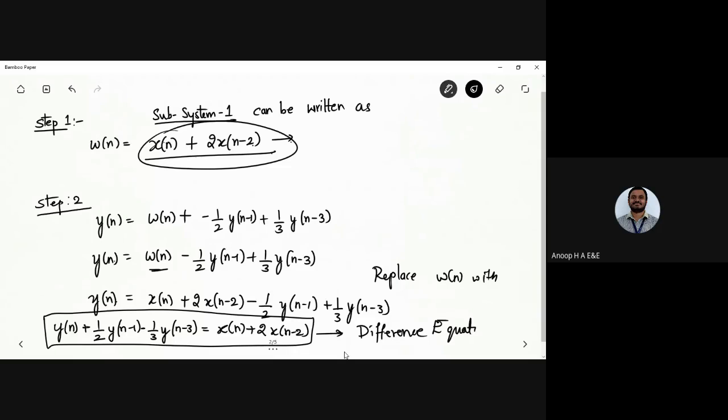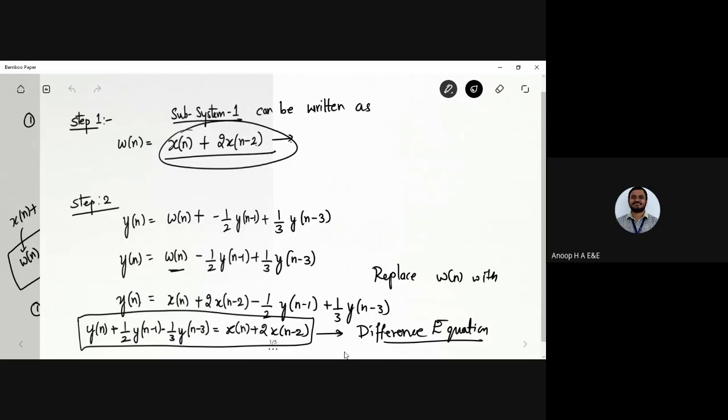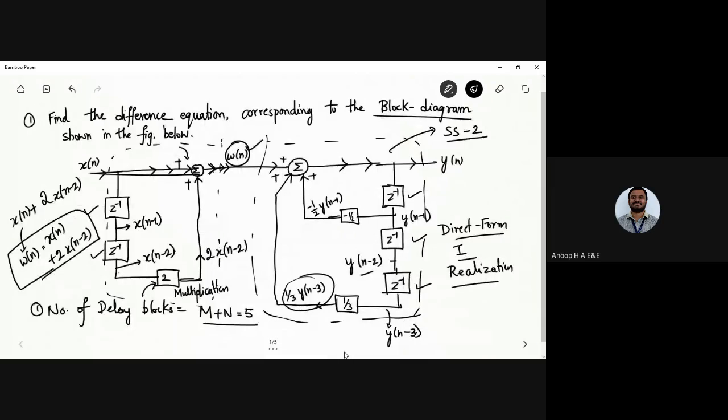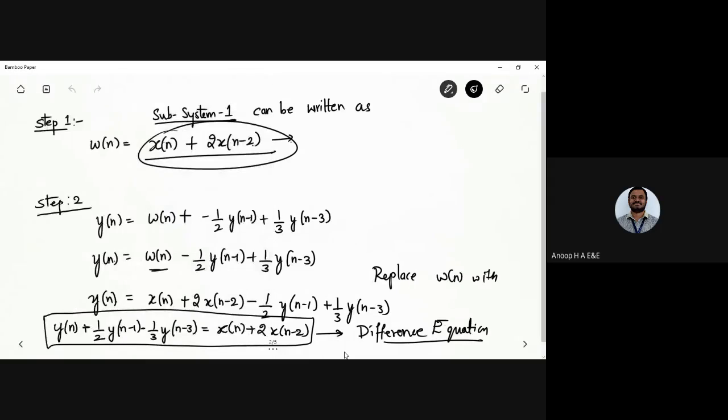So you can rework it backwards, and you can definitely find the delay blocks which are being replaced, and you will be getting the same block diagram. Okay, so this is one of the given approaches where the block diagram will be given, and you have to find out the difference equation. In the same manner you can have the differential equation also being written.